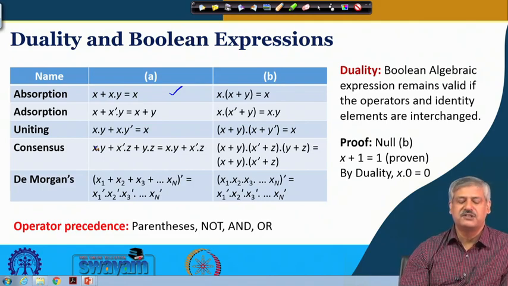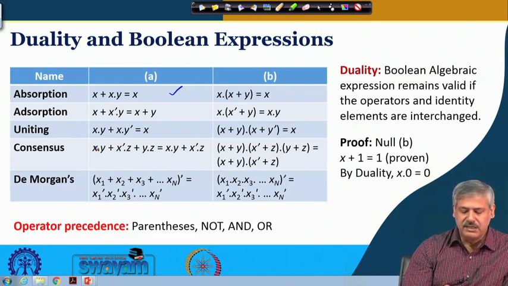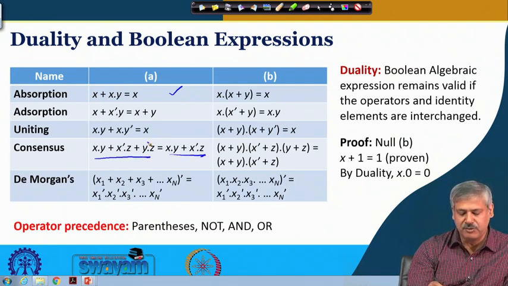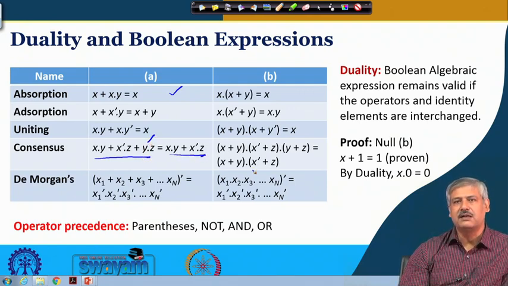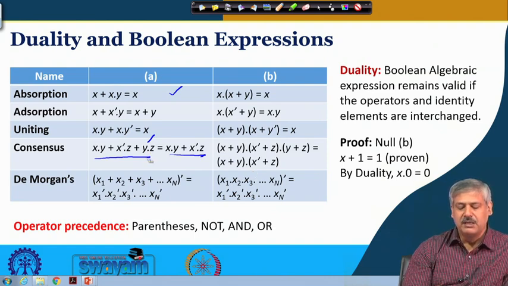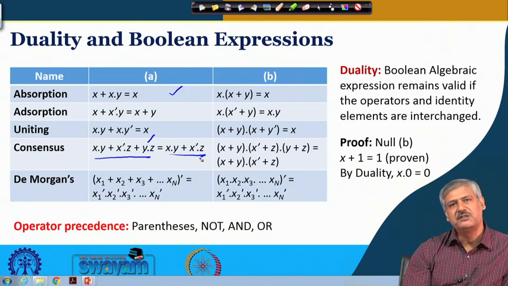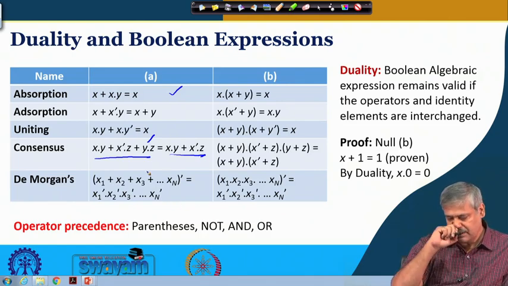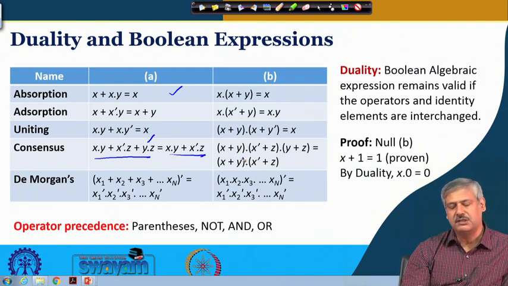Consensus theorem, it is interesting, where you can see that there are 3 terms over here and only 2 terms over there. So, this term yz is not included in the right hand side. This is a consensus term, that means what is explained by yz in a truth table is already explained by xy and x prime z, for which you do not require another reference. So, that is why it can be simplified or represented in this manner. And De Morgan's theorem we have already seen.